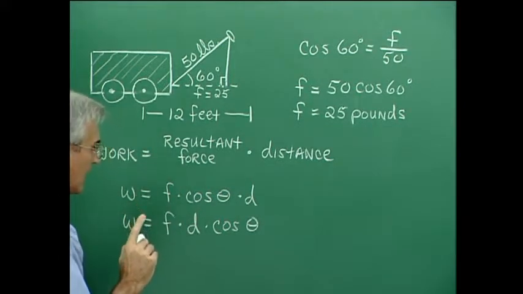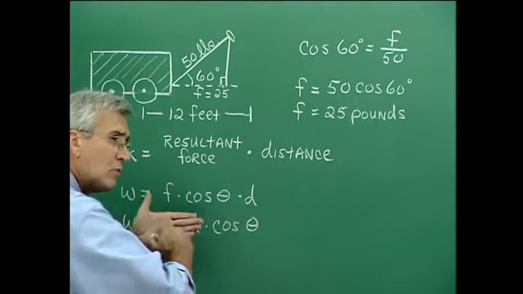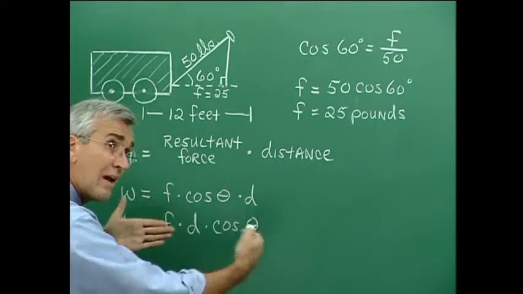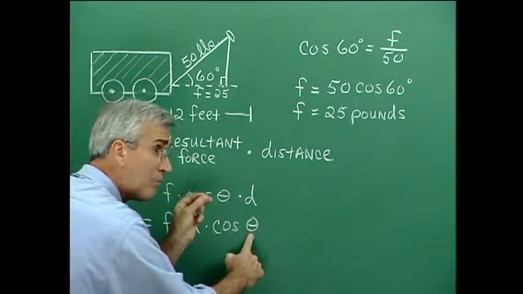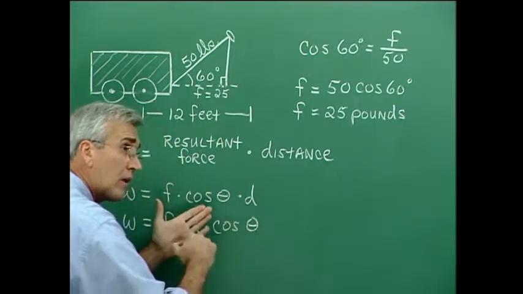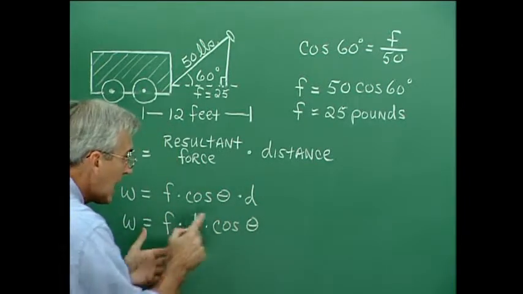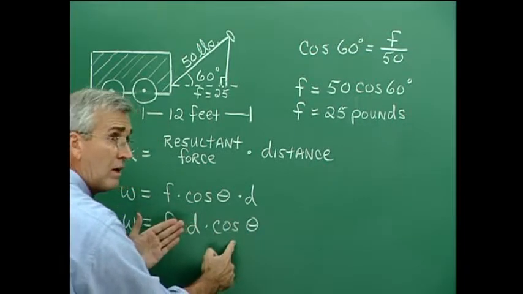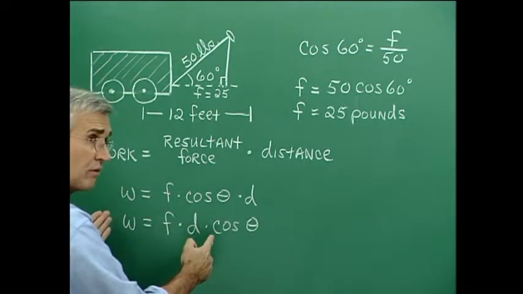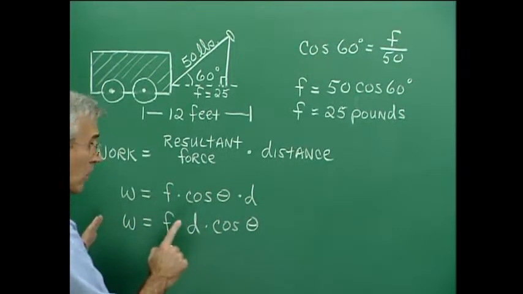Now do understand though that this works even if the force and the movement of the object are in the same direction, because theta is the angle between the direction of the force and the direction of the movement of the object. And if that angle is simply 0, we have the cosine of 0, which is 1. So we're back to our original formula. That would be no big deal. We can use this then in all cases.